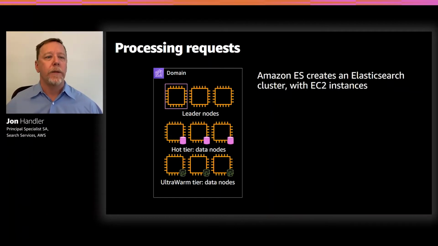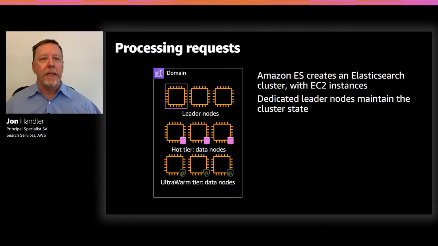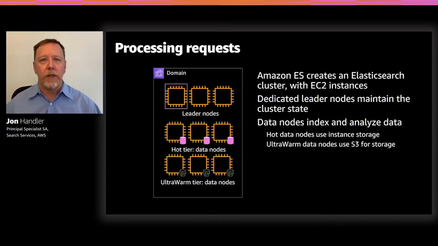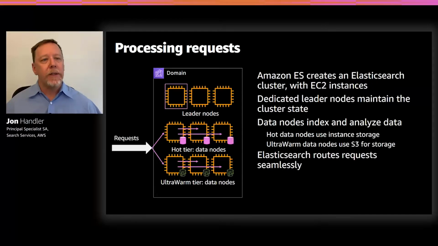So the leader nodes are going to maintain the cluster state and keep that cluster as a cluster. The data nodes are our indexing and analysis for the data. They use instance storage, whether it's on instance or network attached via EBS. And we have our UltraWarm nodes for lower cost storage of longer term data. And Elasticsearch, again, is going to route those requests seamlessly. So you're not going to have to worry about where the request is going. You simply send your request. Elasticsearch will handle it normally.